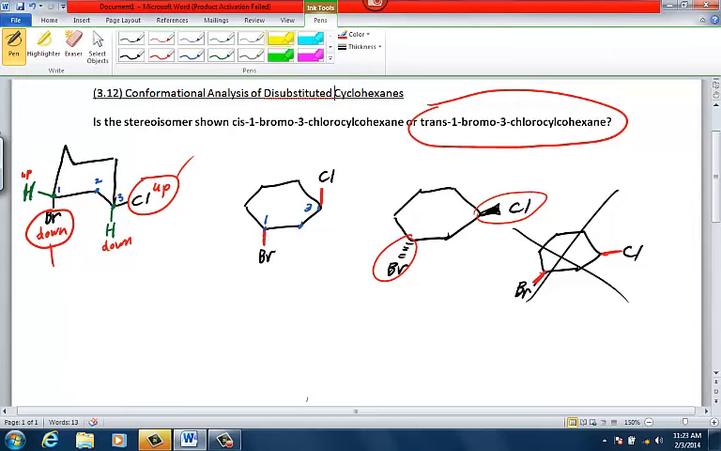With the cyclohexane chair, you really have to look at both the equatorial and the axial positions, because some of them are easy to see. For example, the axial, it's obvious this is clearly down and this is clearly down.